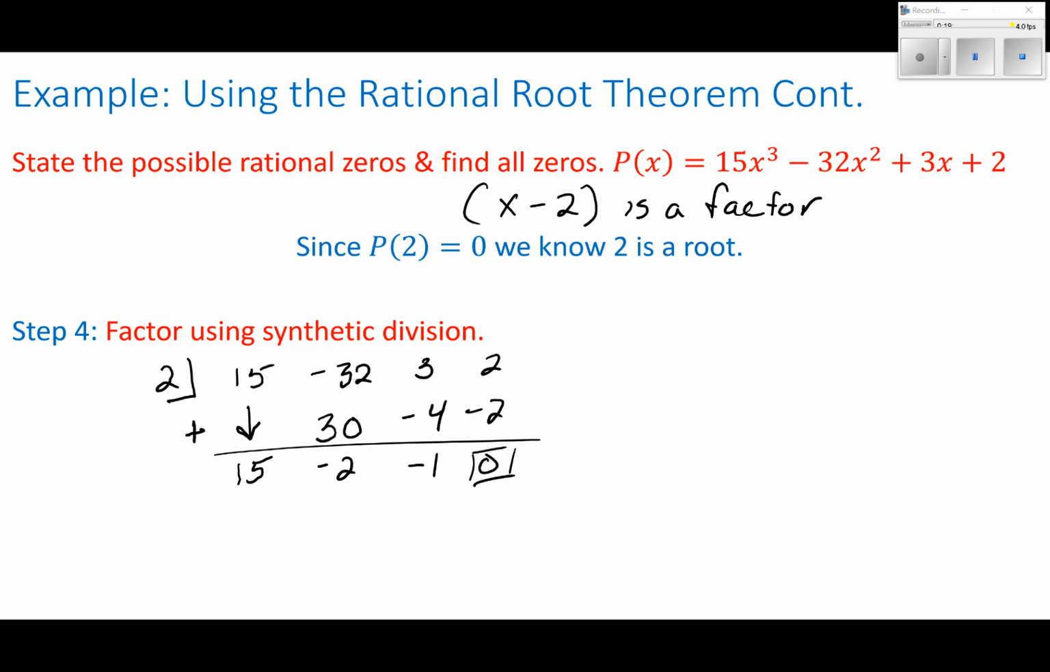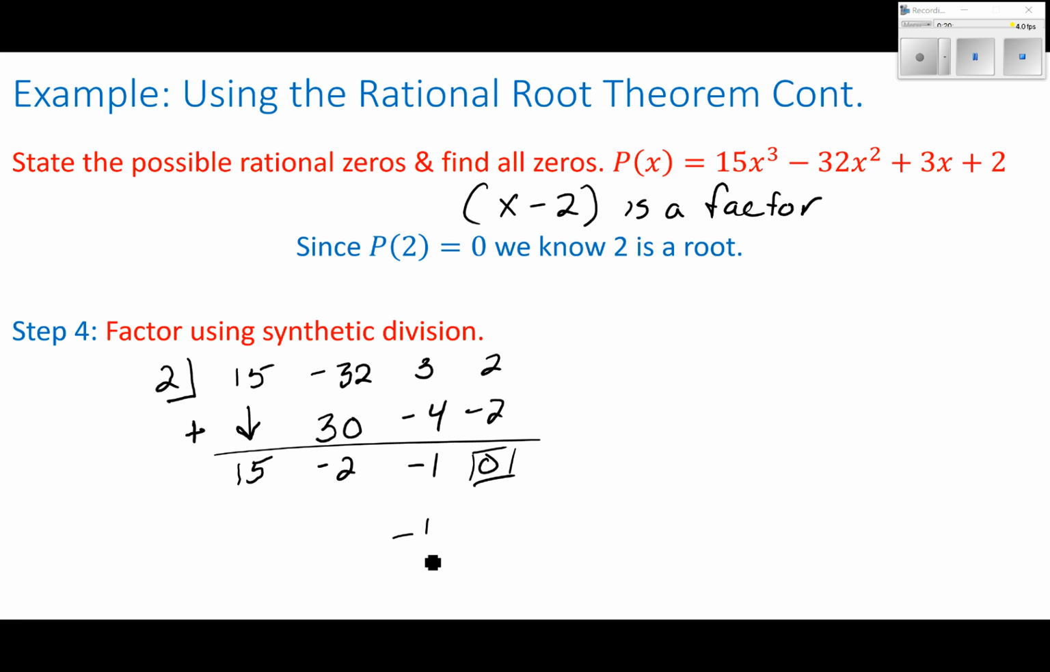This is kind of a checkpoint to make sure you did your synthetic division right, because you already proved that 2 is a 0 of it. So when you do your synthetic division, you should get a remainder of 0. If you don't get a remainder of 0, you messed up somewhere, you have to backtrack.